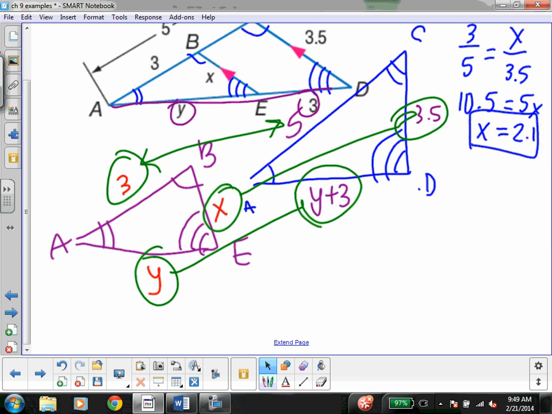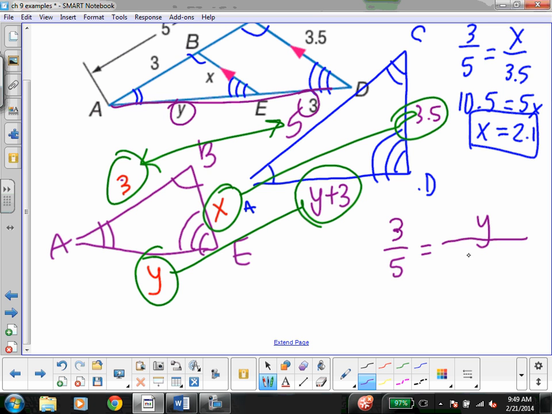Now my answer for Y will require me to use a little bit more algebra. I can still use the ratio of 3 over 5. I could certainly use the 3.5 and the 2.1 if I wanted. So since I started with the 3 on the top, I'm going to start with the Y on the top of the second fraction, and then the Y plus 3 on the bottom of the second fraction. And I need to cross multiply.